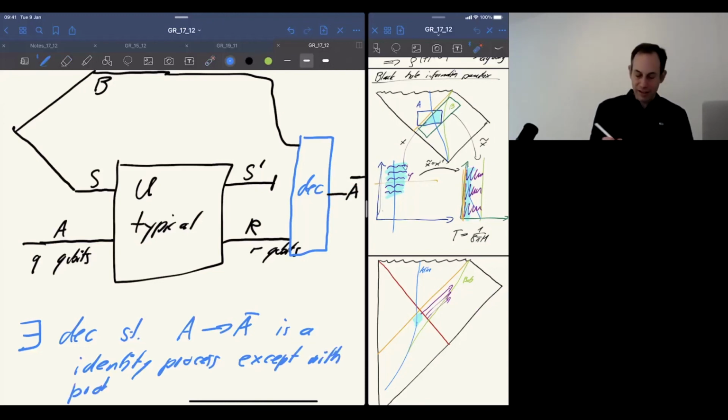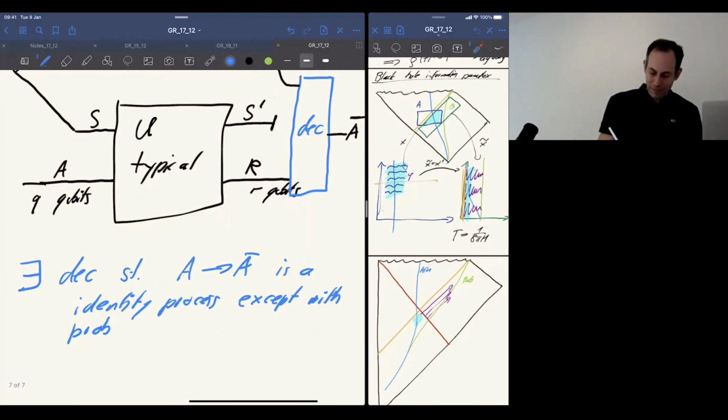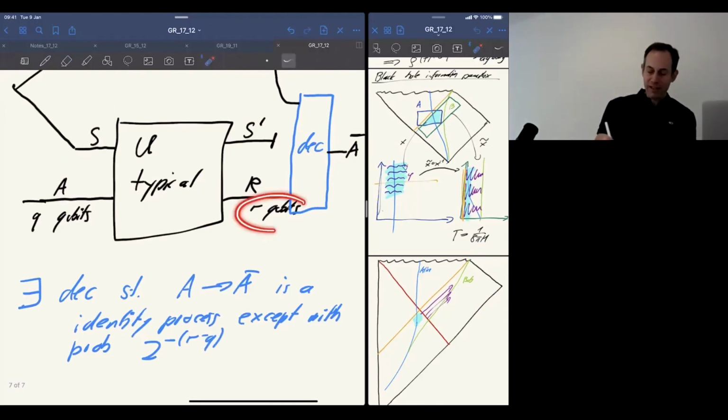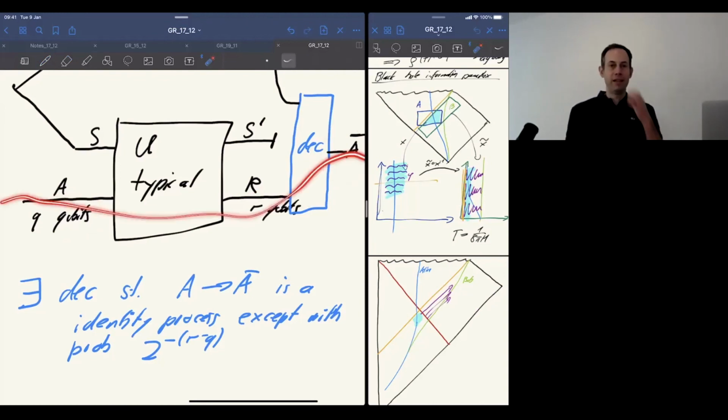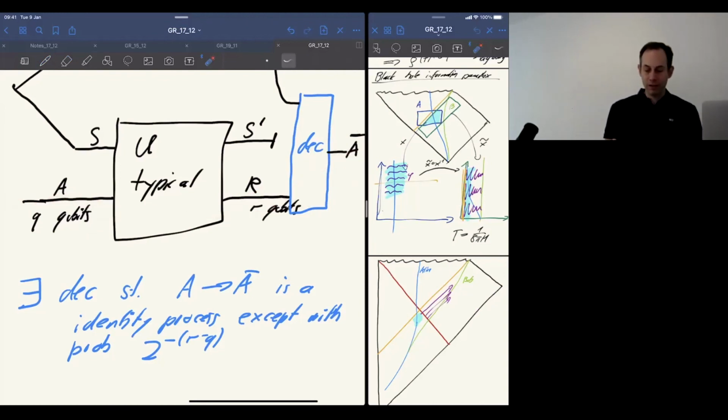And the probability is really small. Depending on the parameters, it's 2 to the minus r minus q. So it means that if there are a little bit more qubits here in R than are here, then we can assume that this overall map here can be made an identity map. Okay, that's just a statement. Maybe at this point it's completely unclear why this should be useful, but it will become certainly clear in the next 5 minutes.